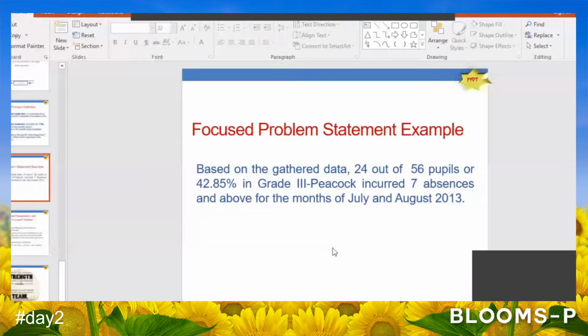Klaro. Okay. Since our task is very clear for all of us, so again, I'm giving you the sample to formulate your focus problem statement. I will leave it on the screen so that you will be reminded how you are going to formulate your focus problem statements, so that you will be guided.